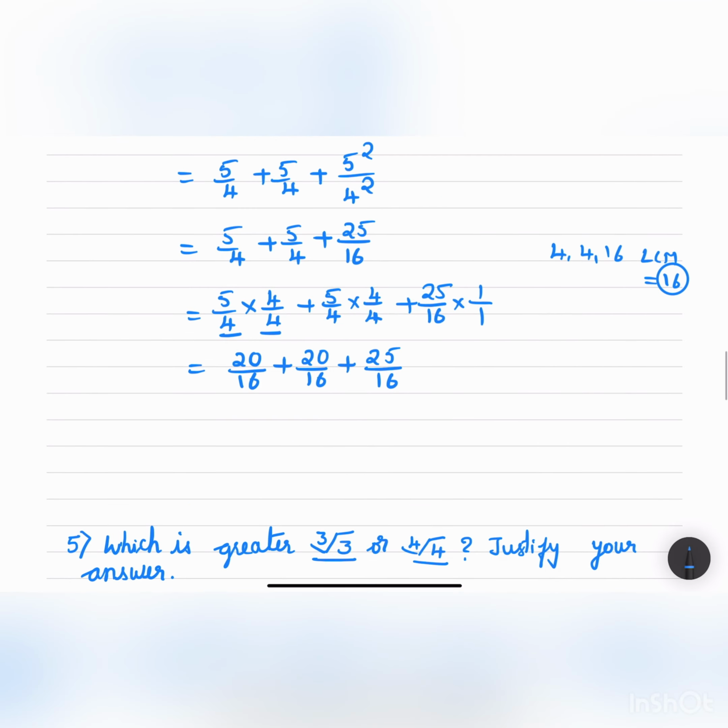And if we take the LCM of this, it will be 20 plus 20 plus 25, that is equal to 65 by 16. So this is the answer for this one.